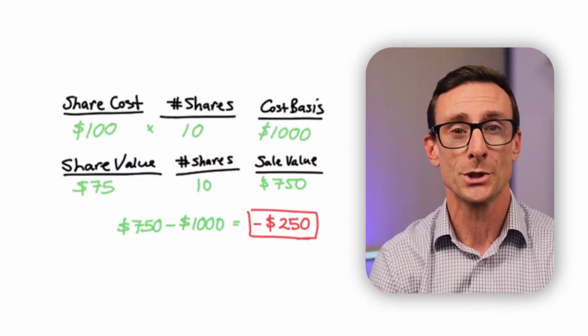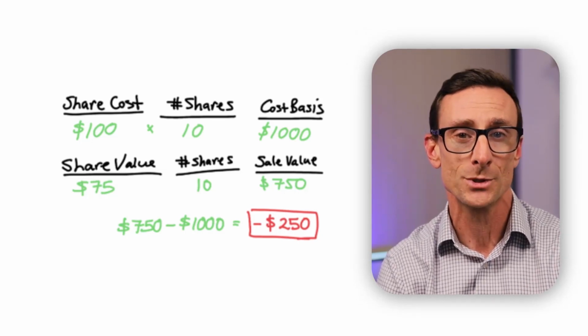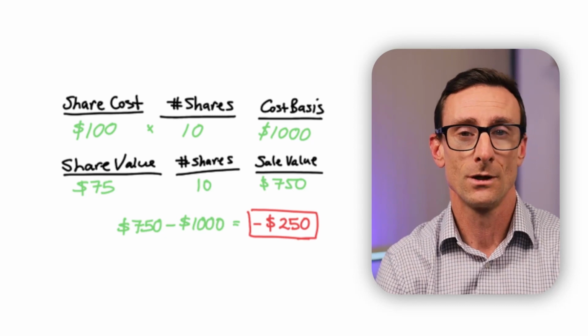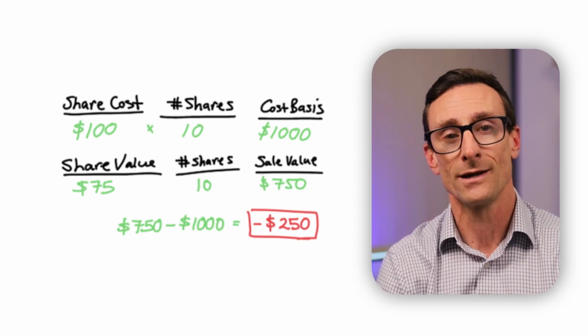It can also work in the opposite direction, where if that stock goes down in value, you can claim a loss. In this example, that $100 per share went down in value to $75 per share, leaving a loss of $250 when you go to sell the shares. When you have a loss, it can offset other gains. Let's see how this works in an example.